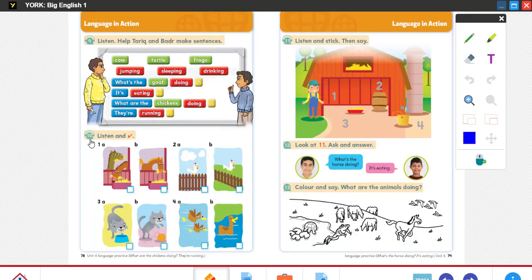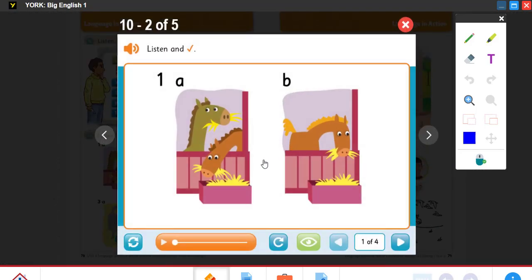Question 10. Listen and tick. Now we're about to listen and you will choose which picture is the correct picture, A or B. Let's listen.